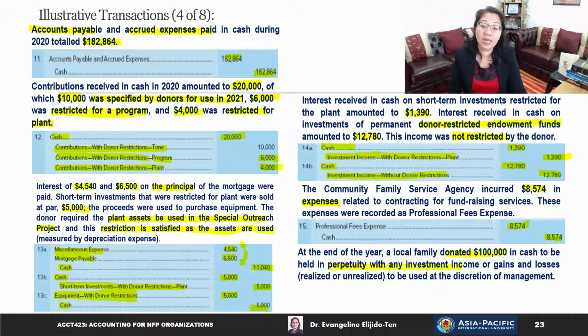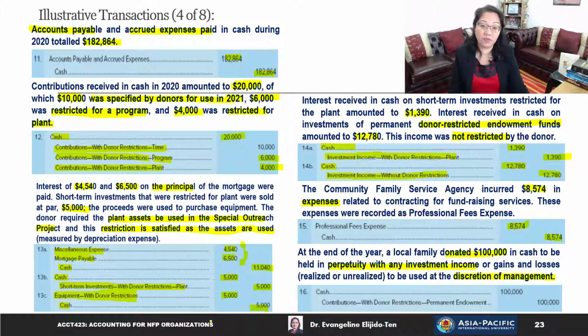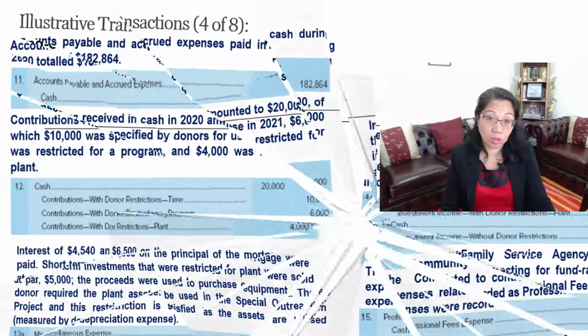Then at the end of the year, a local family donated 100,000 in cash to be held in perpetuity with any investment income or gains and losses, whether realized or unrealized, to be used at the discretion of the management. So here is an endowment fund. We have to debit cash for 100,000 and credit contributions with donor restrictions permanent endowment $100,000.